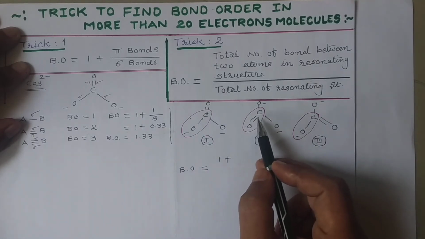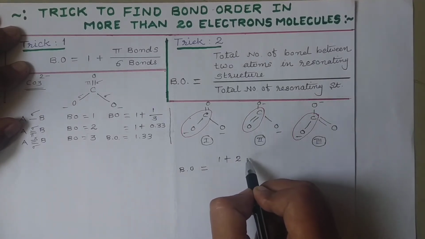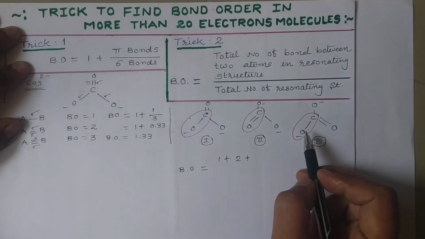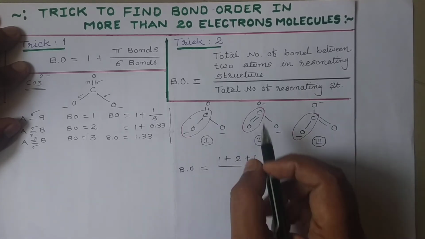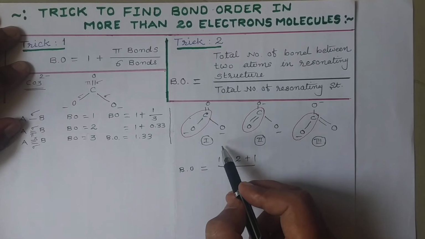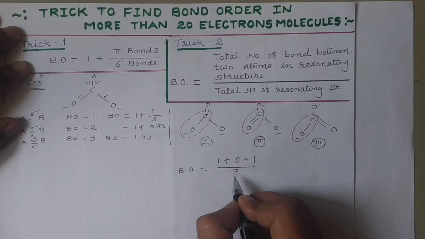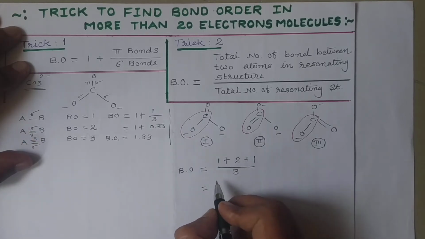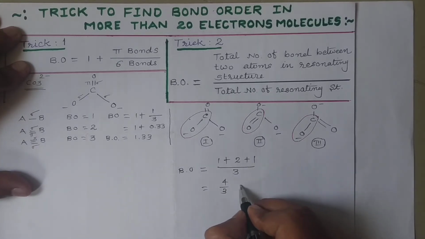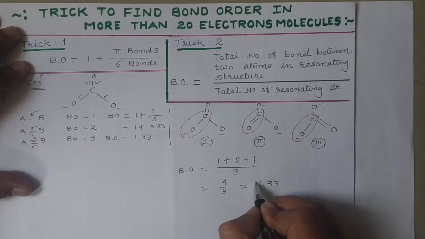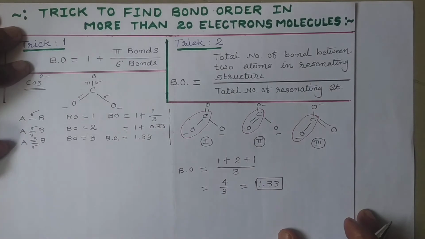Now if we observe the second structure, the bond between carbon and oxygen, here the total is 2. If we observe the third structure, the bond between carbon and oxygen is 1, upon the total number of resonating structures. So the total number of resonating structures of CO3 2 minus is 1, 2 and 3, so upon 3. So here 1 plus 2 is 3, 3 plus 1 is 4, 4 by 3, which is equal to 1.33. So the bond order of CO3 2 minus is also 1.33.